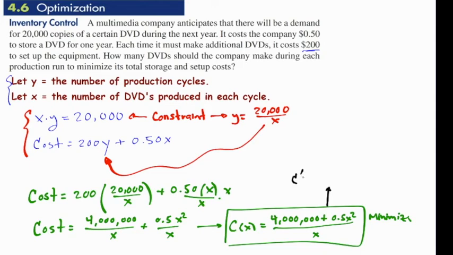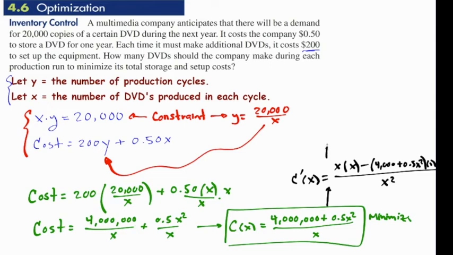So we're going to find our critical number, c prime of x, and we'll use the quotient rule. It says to take the bottom function, multiply it by the derivative of the top function. We see that 4 million is a constant, so the derivative is 0, and the derivative of 0.5x squared is 1x. We're going to subtract from that the top function, which is 4 million plus 0.5x squared, times the derivative of the bottom function, which is 1. Put the whole thing over the bottom function squared, and this is our c prime of x.